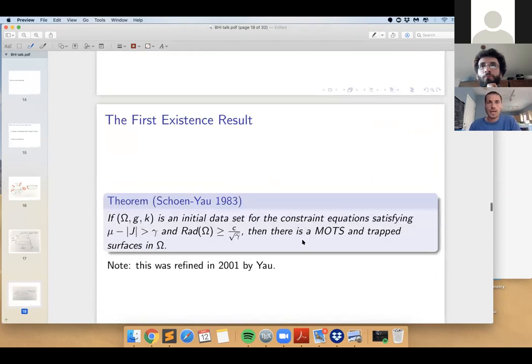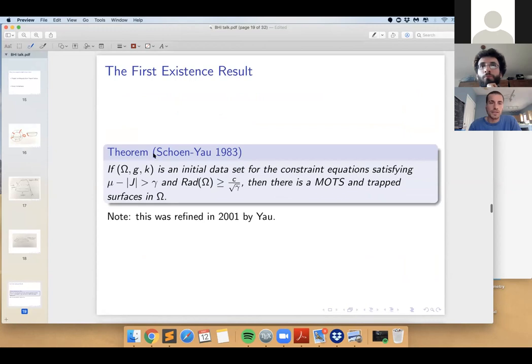Wonderful. So do we actually know how to do this? Well, the first time it was done at a level of generality that's really wonderful was by Schoen and Yau in 1983. So it's already a while back. That came out of their work on the positive mass theorem. Quick note, this was refined in 2001 by Yau. That won't feature here.